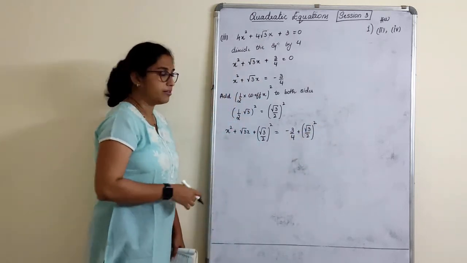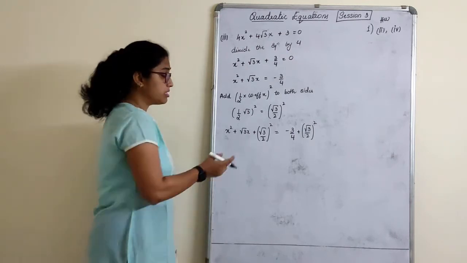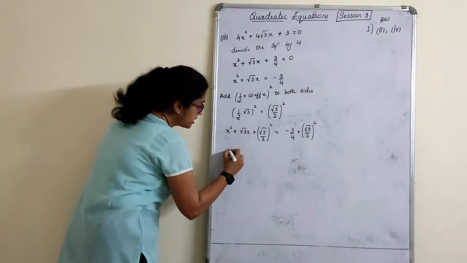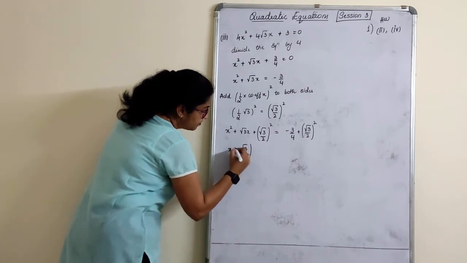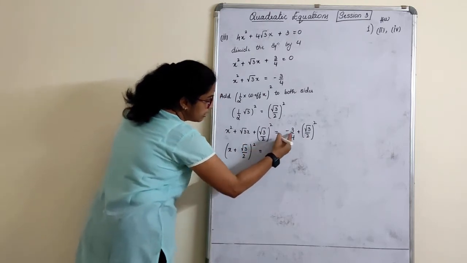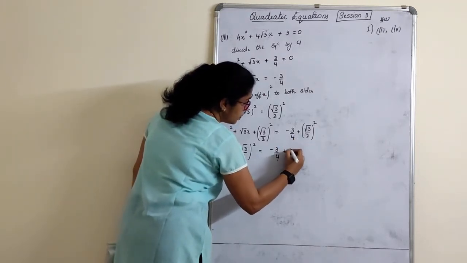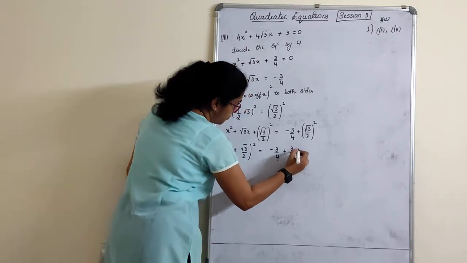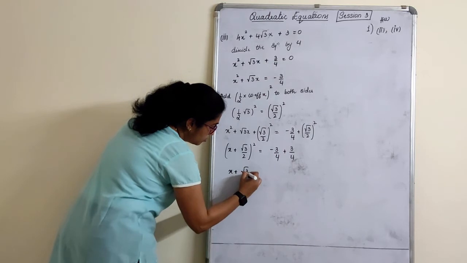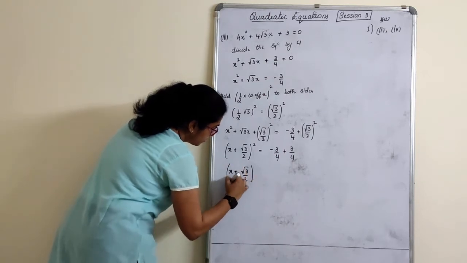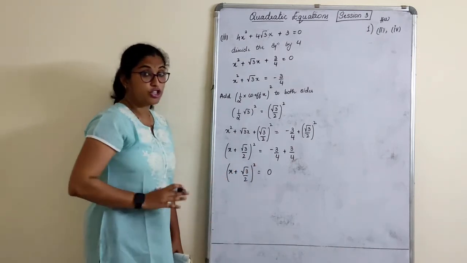As already told, children, it's going to be in the form of either (a plus b) whole square or (a minus b) whole square. So it's plus here, (a plus b) whole square. (x plus root 3 by 2) whole square is equal to, split this, minus 3 by 4, root 3 square is 3, 2 square is 4. So what did we get? 0. (x plus root 3 by 2) whole square is equal to 0.